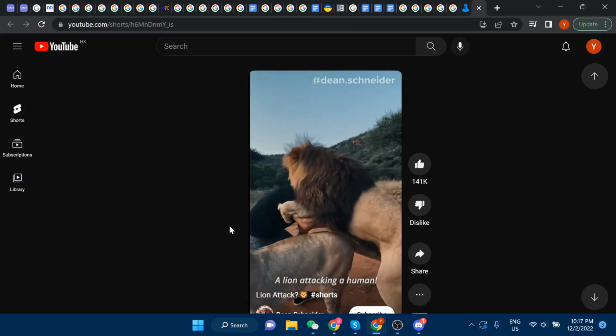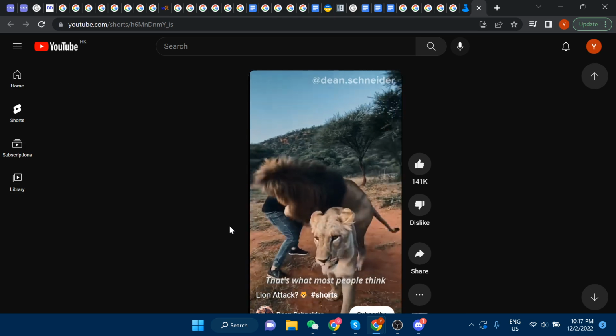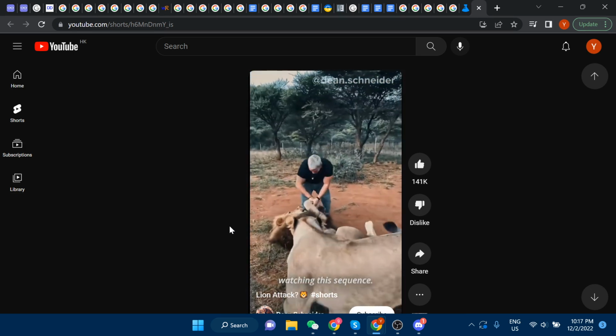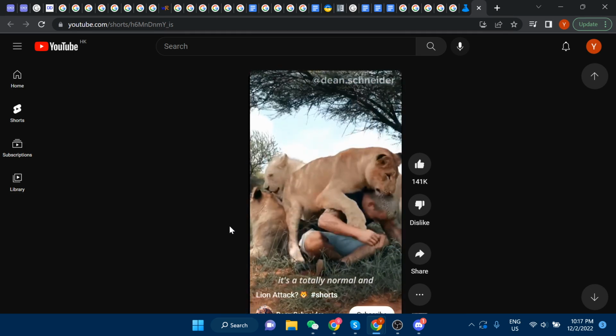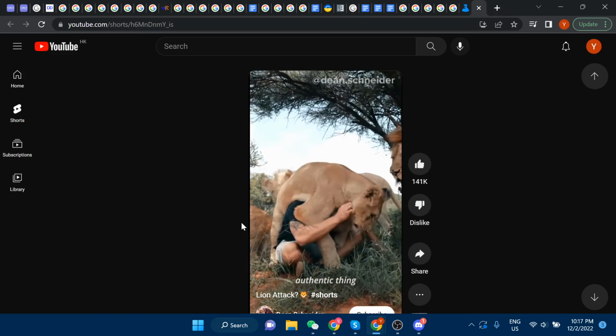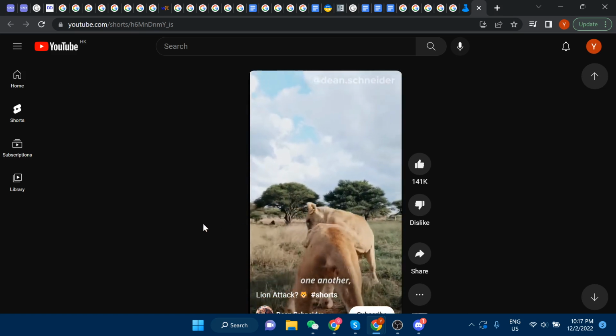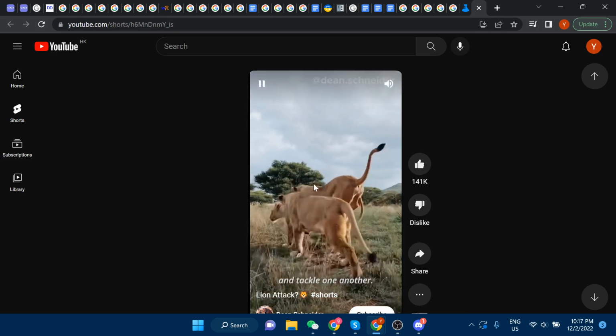A lion attacking a human. That's what most people think watching this sequence. But in reality, it's a totally normal and authentic thing for lions to sneak up on one another, to jump on top of one another and tackle one another.